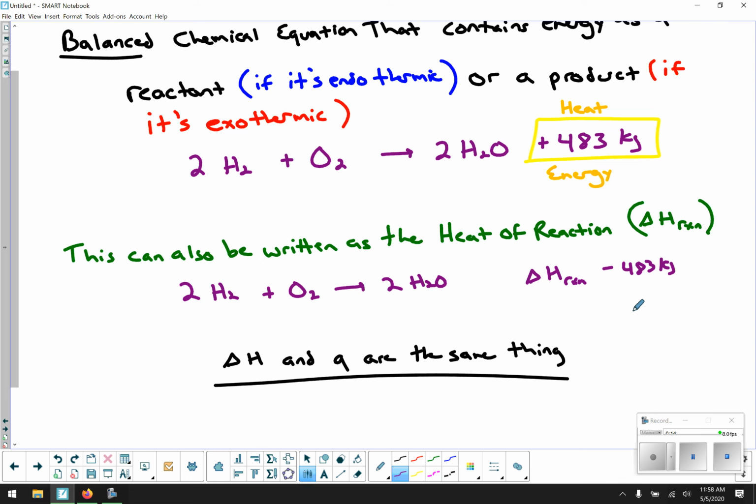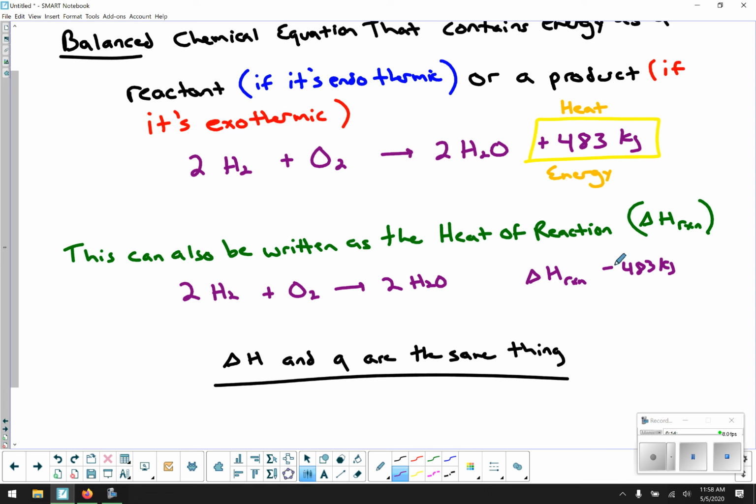The reason it's negative, remember, negative heats mean exothermic. This chemical reaction loses or gives off 483 kilojoules. So it's actually losing that energy. So that's why it's negative. If this were an endothermic reaction, you'd have a positive delta H reaction.